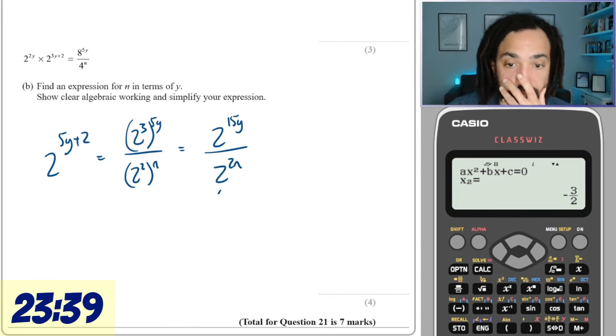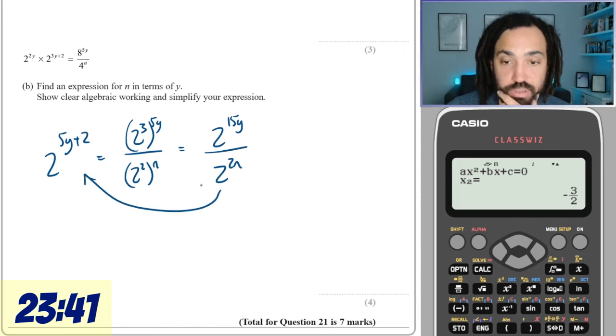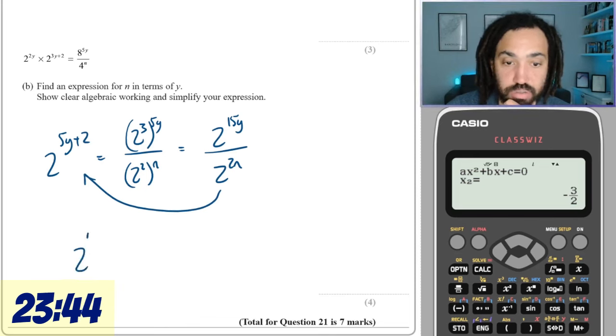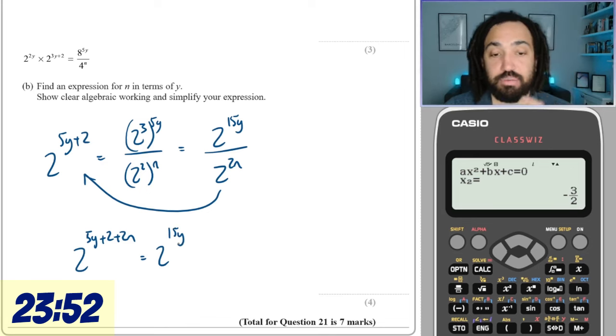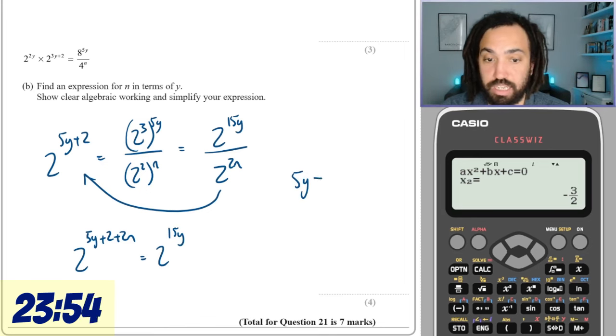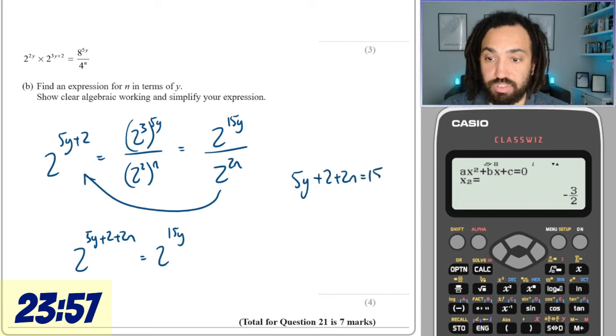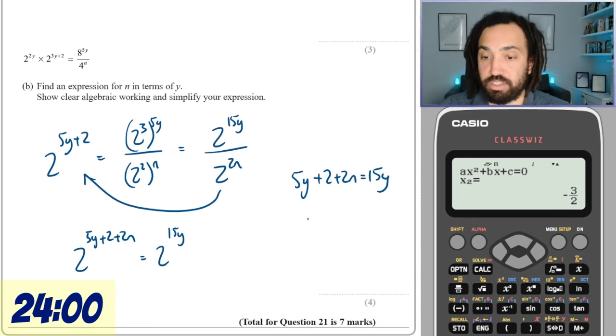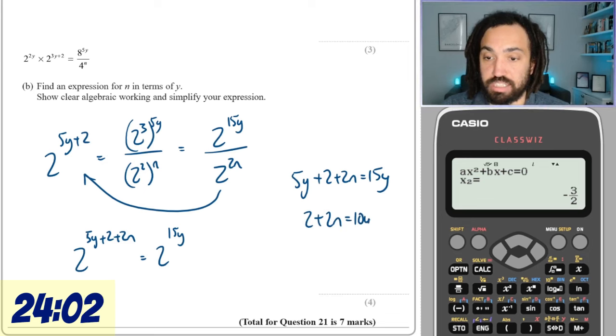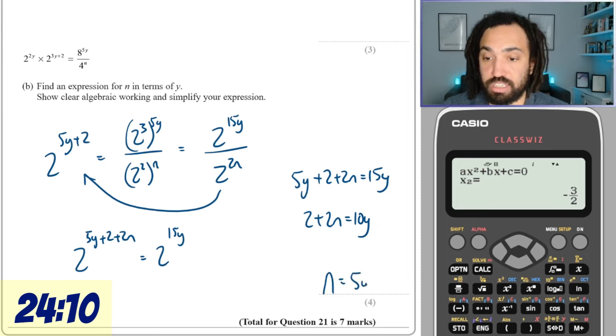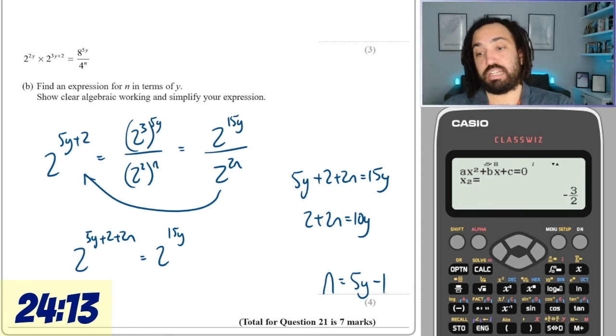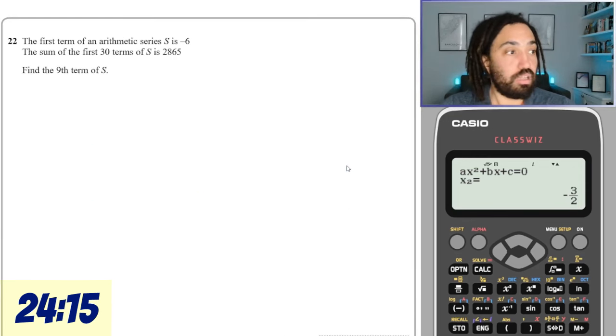Okay, let's multiply that to that side, and by doing so, when you multiply, you add the powers, so it becomes 2 to the 5y plus 2 plus 2n, and this side is just 2 to the 15y, and now we can equate the powers, so we've got 5y plus 2 plus 2n equals 15y. Minus 5y from both sides gives me this. What's the question actually asking? Expression for n in terms of y. So divide through by 2 and then minus the 1 over as well, and that works nicely.